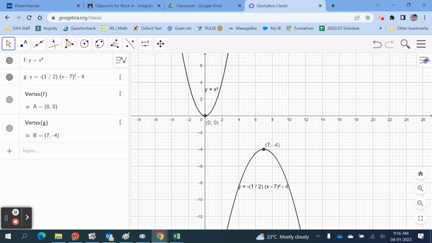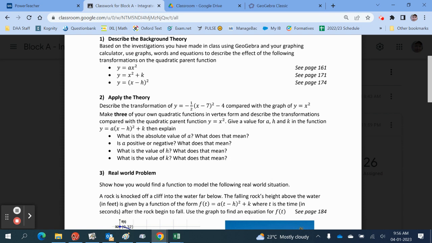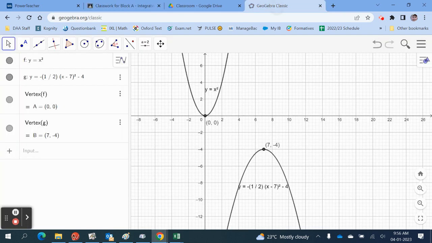We have the 4 questions here. What is the absolute value? Is it positive? And so on. So we have the 4 values here. What is the absolute value of A? The absolute value of A, in this case, is going to be a half.